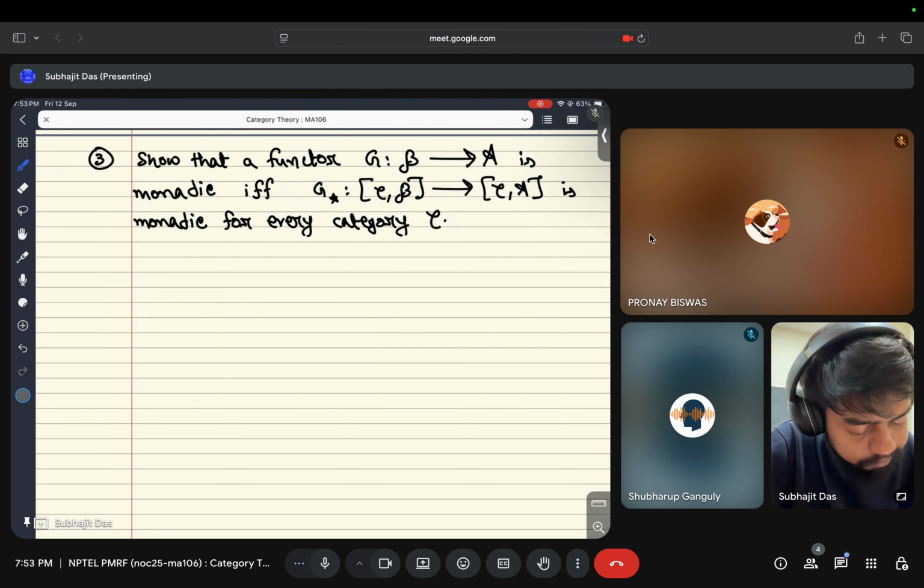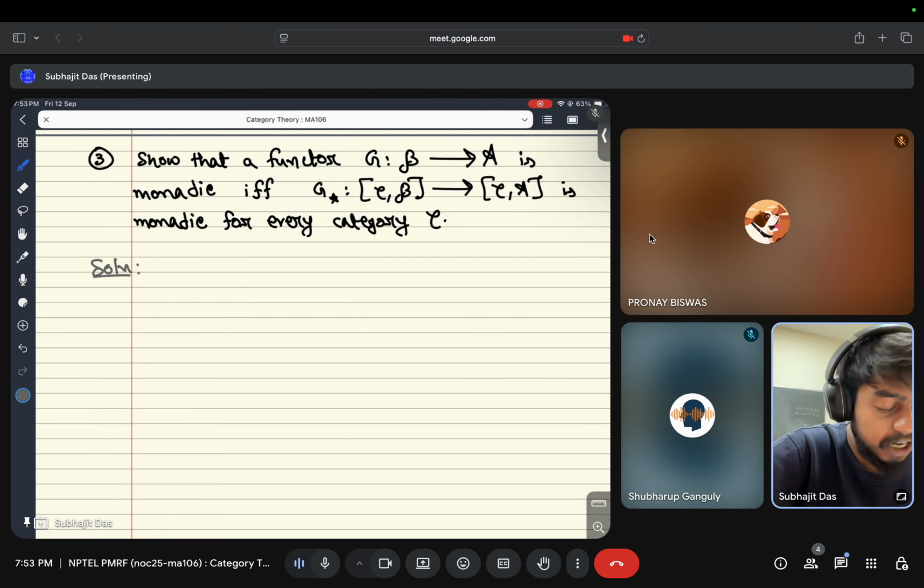Okay. So last problem, we'll do this quickly: show that a functor G from B to A is monadic if and only if G star, in our previous notation, from C comma B to C comma A is monadic for every category C.